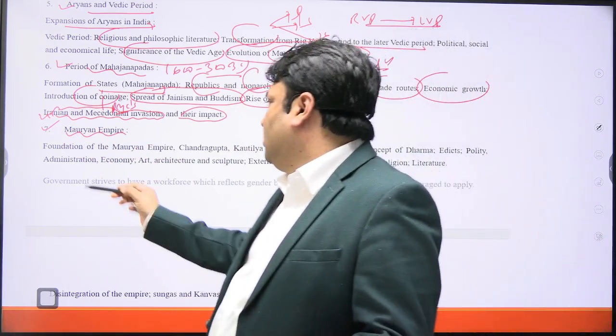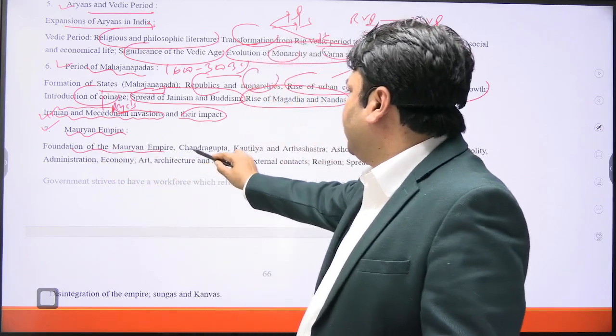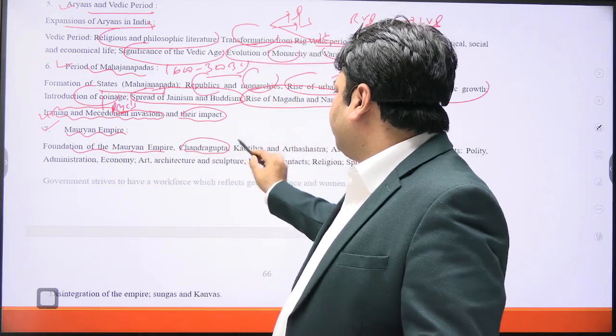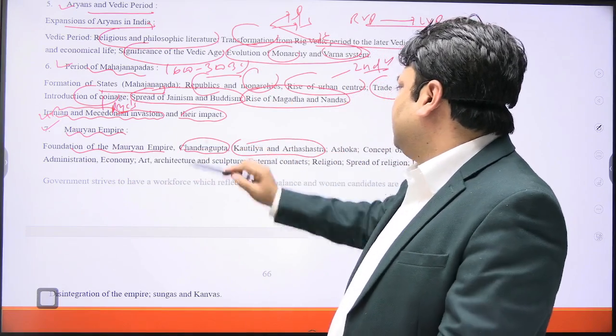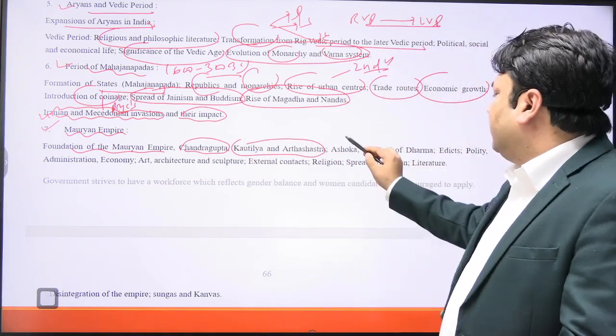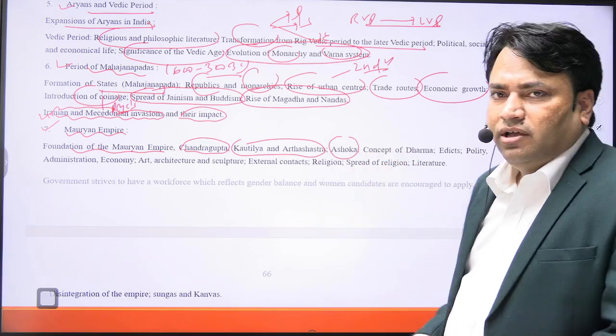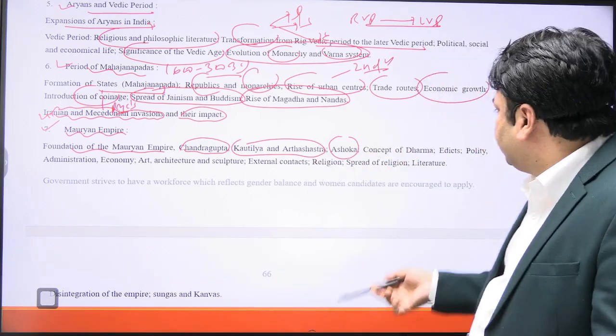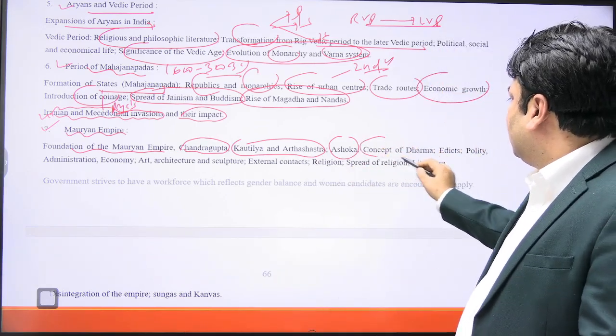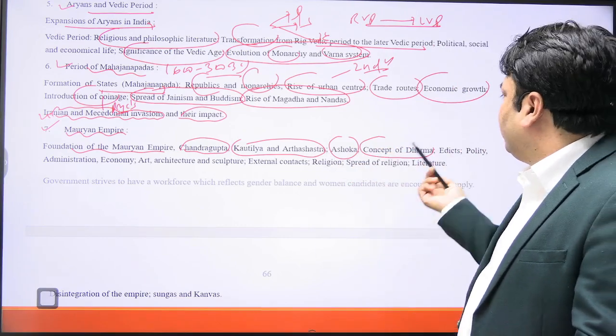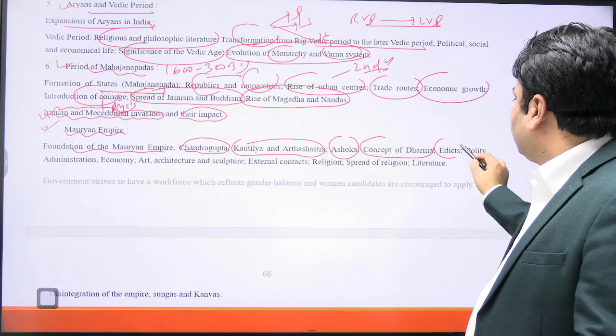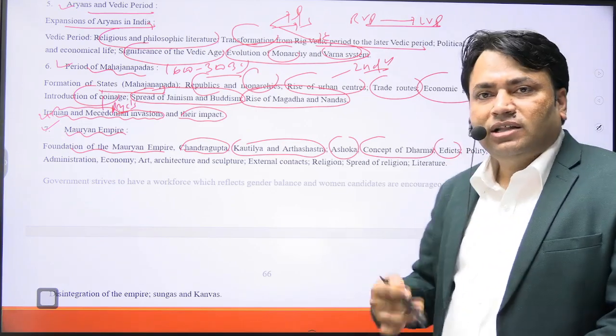The first is foundation of Mauryan Empire. The second chapter is Chandragupta. The third chapter here is Kautilya and Arthashastra. The fourth chapter is about Ashoka, one of the greatest rulers of ancient Indian history. And the next is the concept of Dhamma of Ashoka. We need to study about the edicts and the purposes of the edicts.